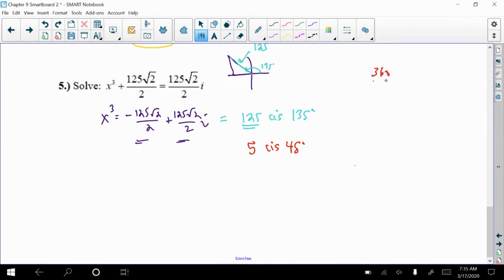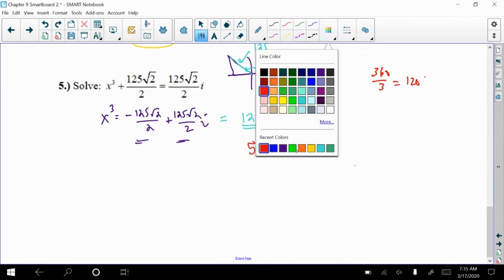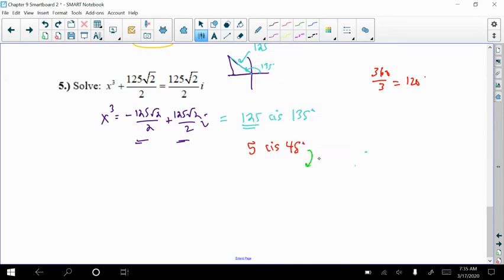Again, 360 divided by 3 is 120 degrees. So they're each 120 degrees apart. So if I add 120 to that one, I would get 5 cis, and 120 to that is 165 degrees. Again, no panic. There's no guarantee that they're always going to be nice angles.